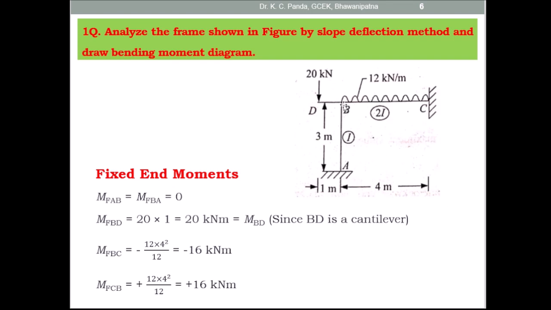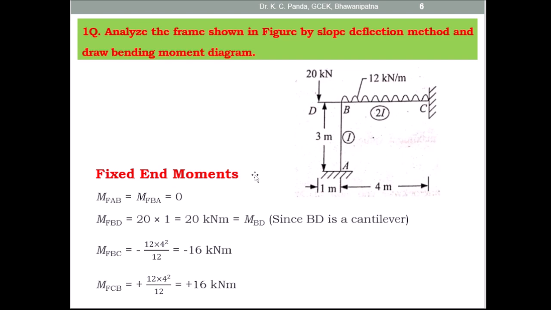The moment of inertia of the vertical member is I, and the moment of inertia of the horizontal member BC is 2I. And on the horizontal member there is a 12 kilonewton per meter uniformly distributed load. And BD is the overhanging portion. At D there is a concentrated load of 20 kilonewton at a distance of 1 meter from the joint B.